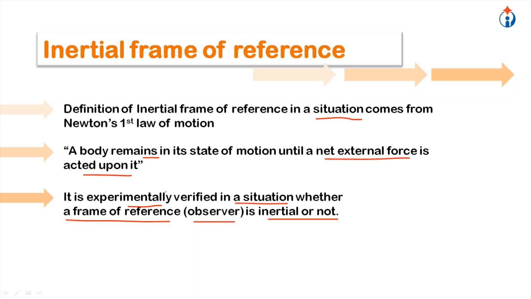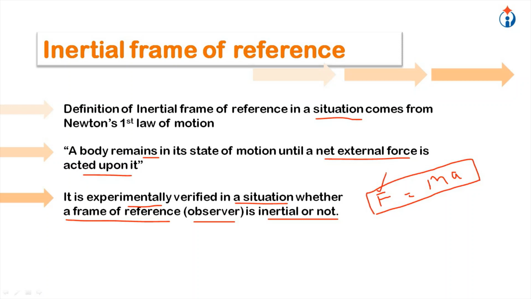So first we experimentally verify in a situation. We collect the data, and then we check the validity, whether net external force is equal to mass times acceleration of the object or not. Now, you see this law, F is equal to m times a. Left hand side is independent of frame of reference. Right hand side is dependent on frame of reference. You write F is equal to ma. First law gives you the context or situation or frame of reference in which this is applicable.